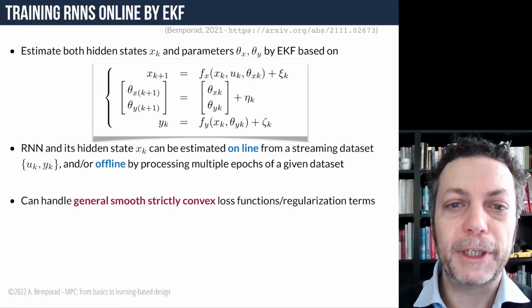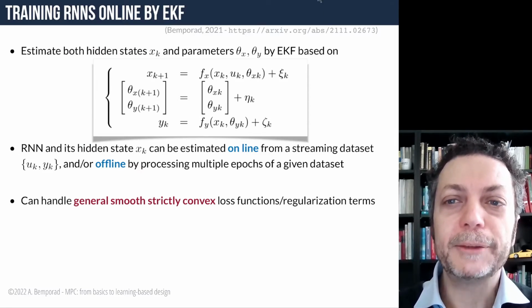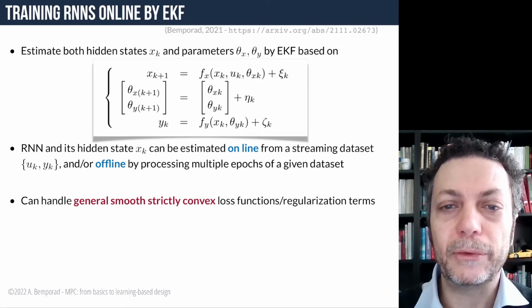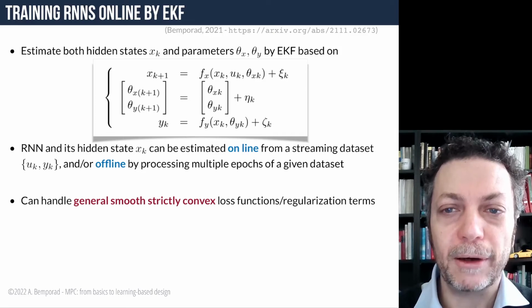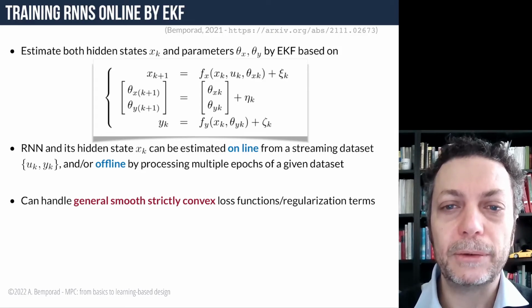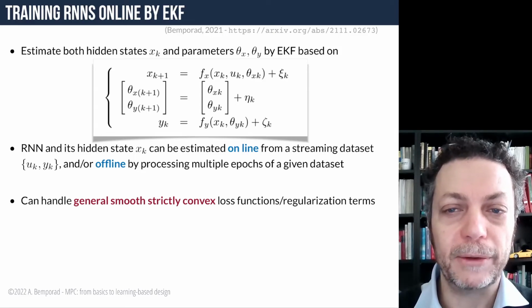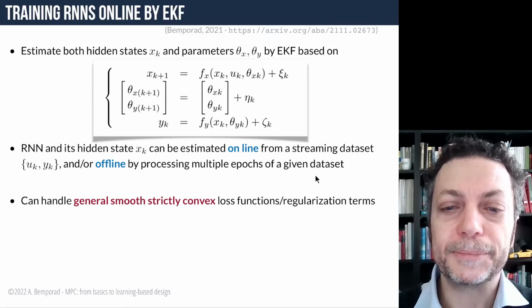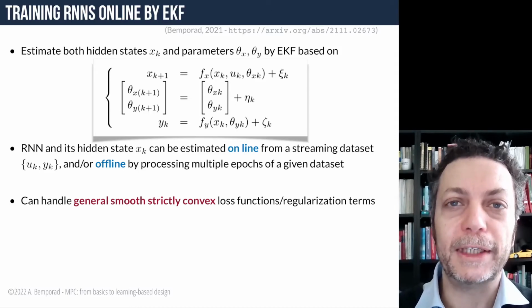So how to train recurrent neural networks online? The idea is to use the extended Kalman filtering approach I was mentioning before. So you have the update of the states through the model, which depends on the vector theta x of parameters. You treat theta x, theta y as constant states, and then you have the output equation. So if you design an extended Kalman filter based on this model, then you can estimate online both the parameters of the model and the states of the model.